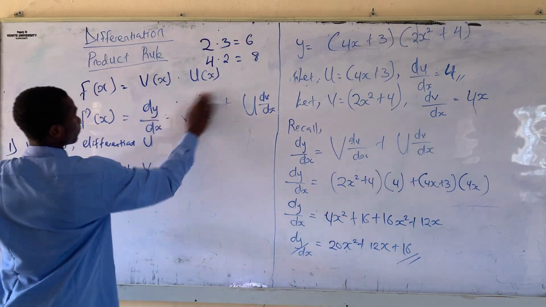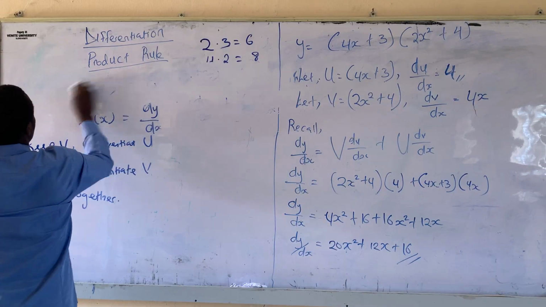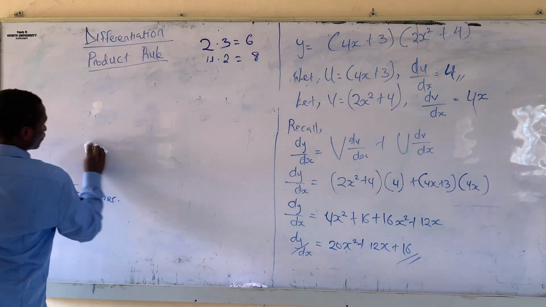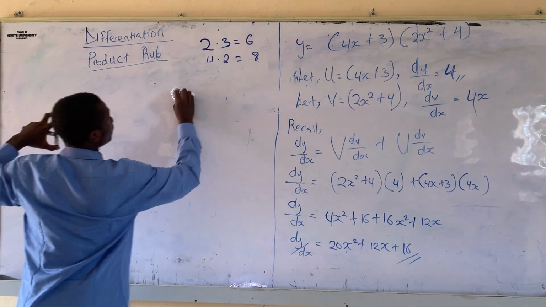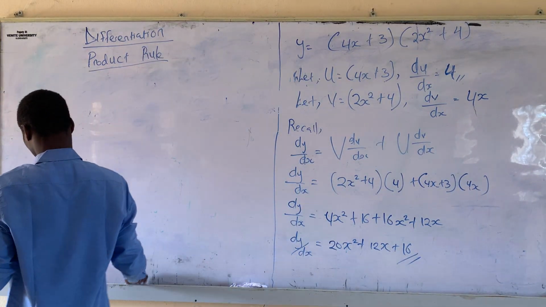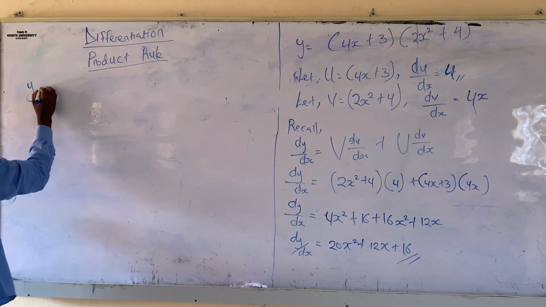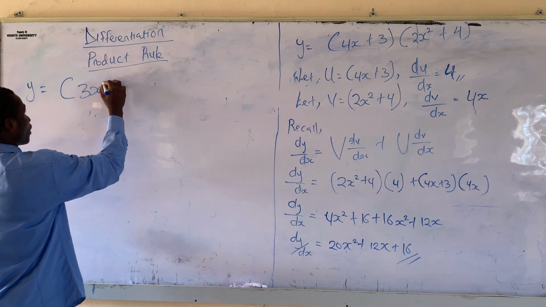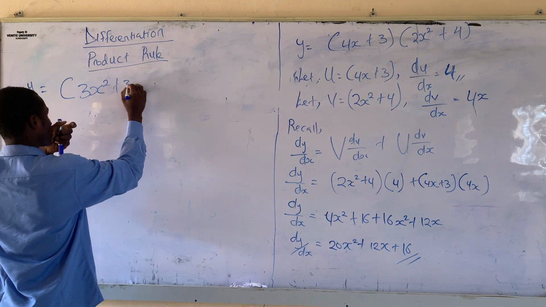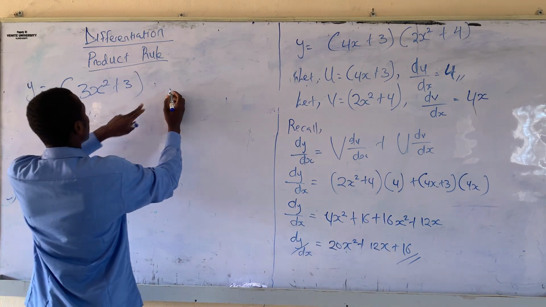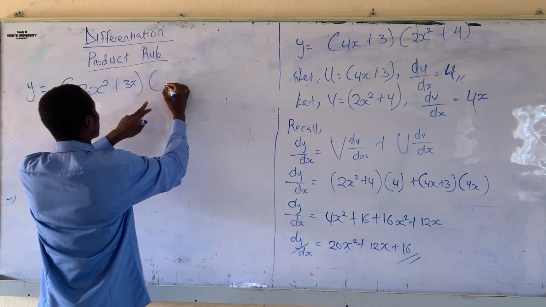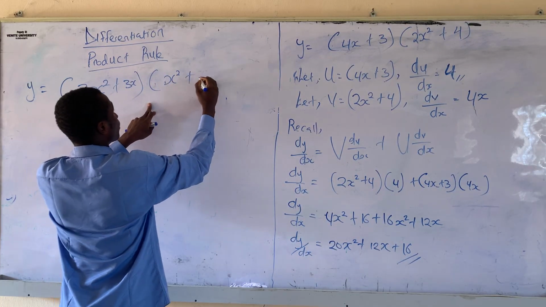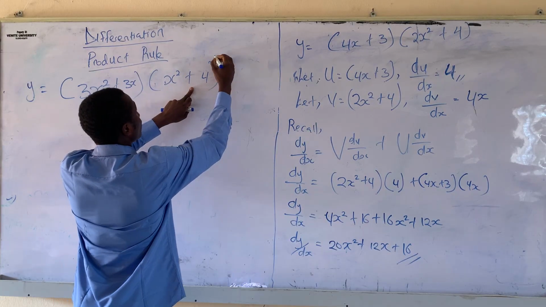Let's take another question. Given that y is equal to 3x squared plus 3x, bracket, x squared plus 4, to the power 3.